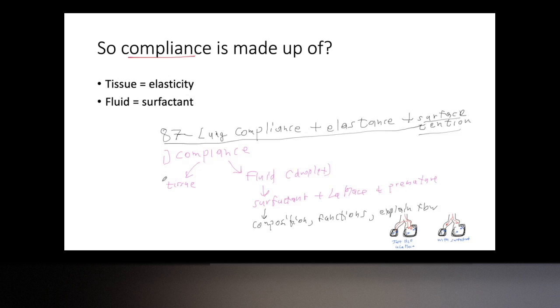So compliance is made of what? We have the tissue, all this elasticity, and also the fluid, okay? So remember, in your exam you have a question called lung compliance, elastance, and surface tension. You can say compliance is made of the tissue elasticity and of the fluid, and explain the droplet experiment. You can say we have surfactant to solve this problem. You can say there is Laplace's law, and there are premature babies. You can go even further, explaining the composition and functions of surfactant. And then you can draw the same drawing, explaining what happens with just water and what happens with surfactant.